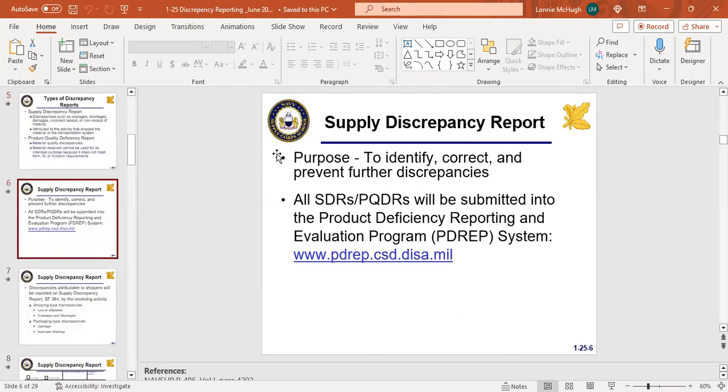Talking about the SDR, the supply discrepancy report, the purpose is to identify, correct, and prevent further discrepancies. And so this is to make sure that this is being boxed right, that DLA or whatever government entity is shipping it to you is packaging things appropriately, or that a vendor is doing things right. With this process, whenever you are filling out the paperwork, it will be logged in a system called PDREP. I just want to reiterate that supply discrepancy reports are very important. It is time consuming and it will stop you from continuing on your daily work, but it will save the government a lot of money by educating them that they are doing something wrong. And by them, I mean either the government or the vendor.